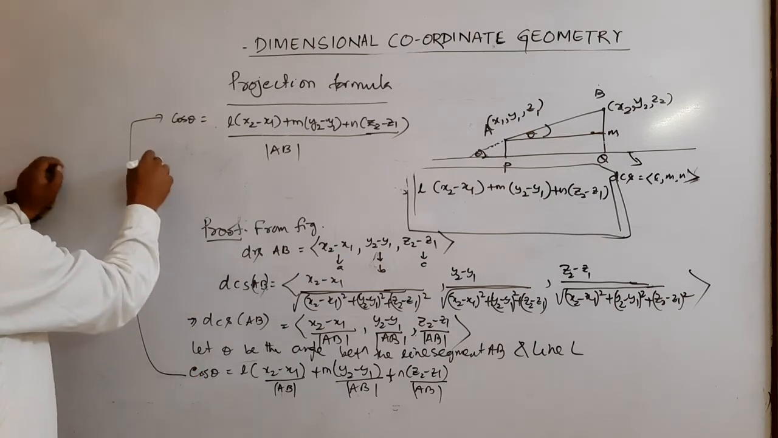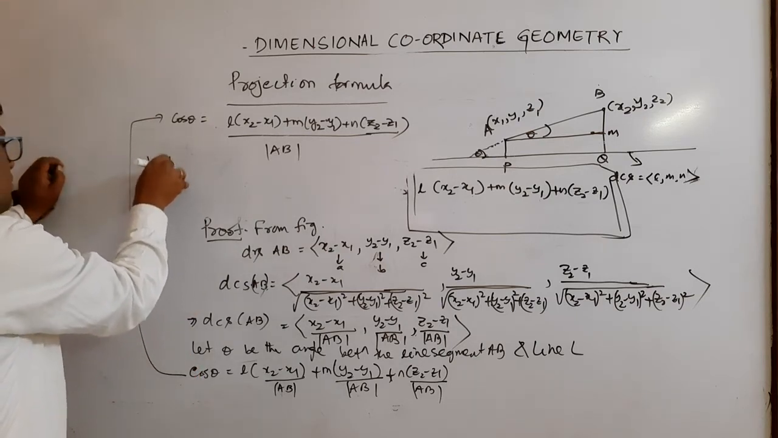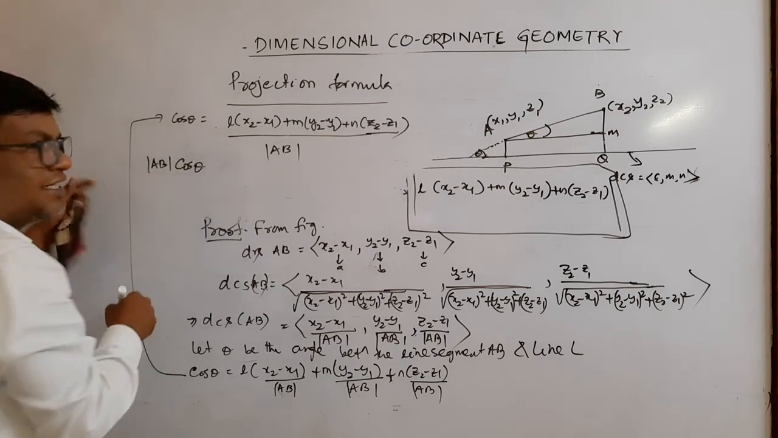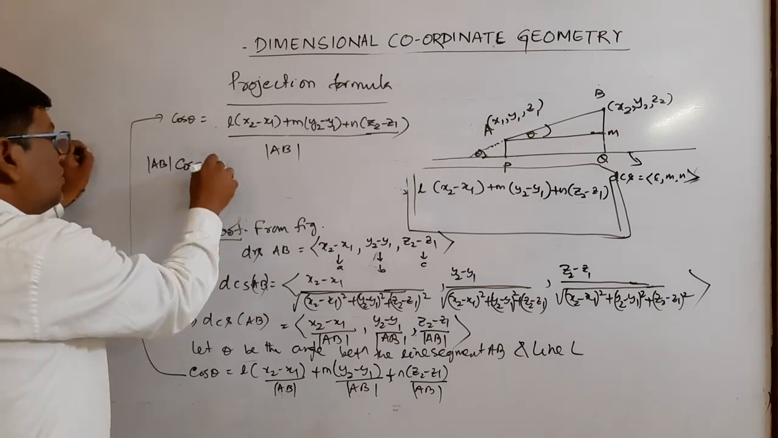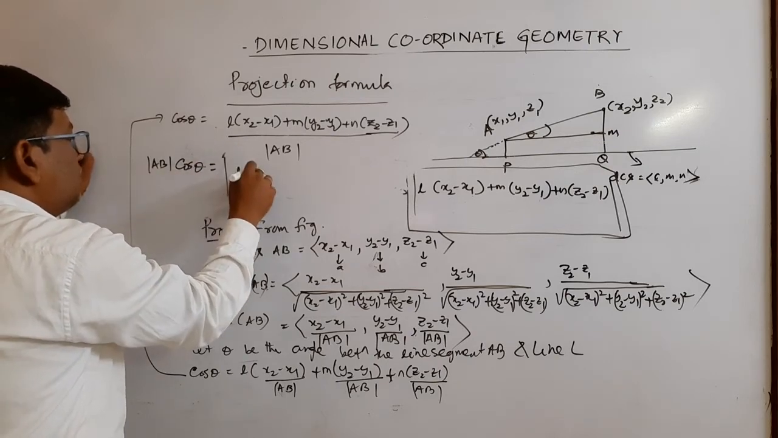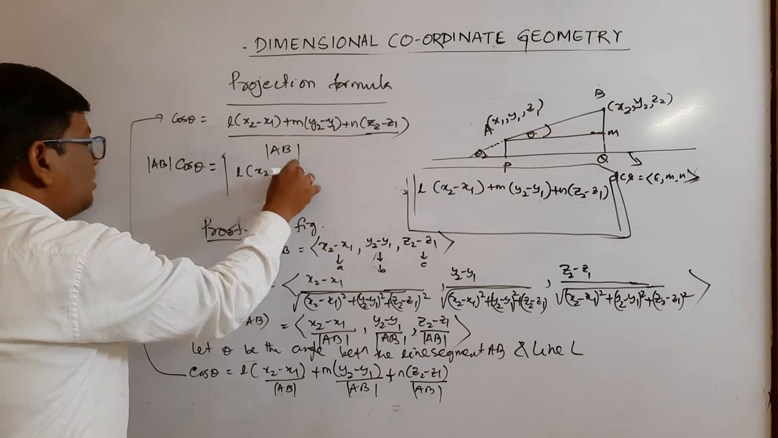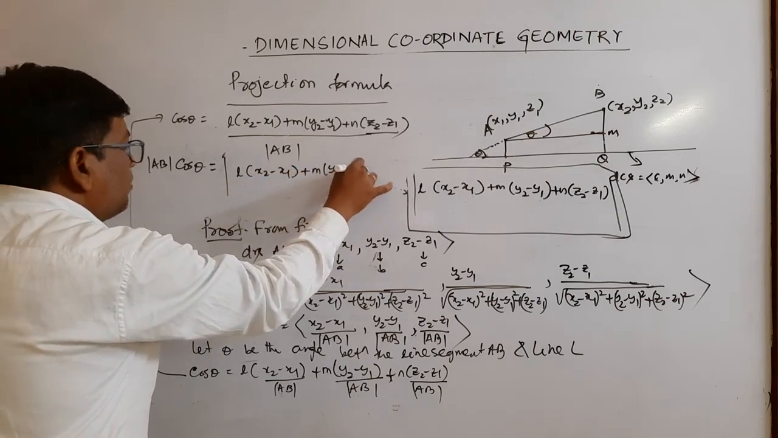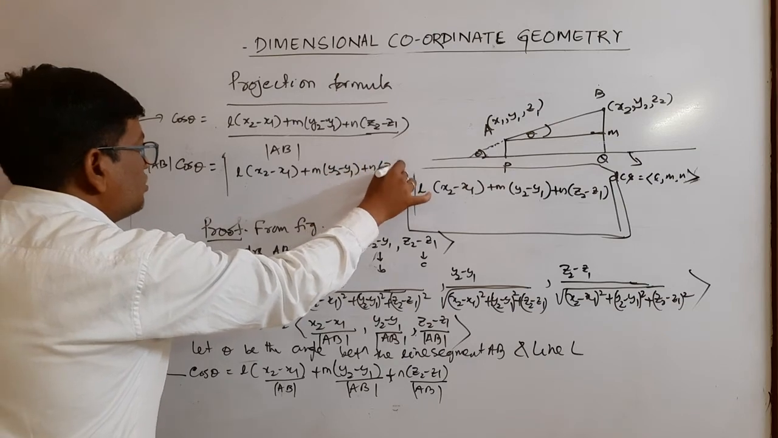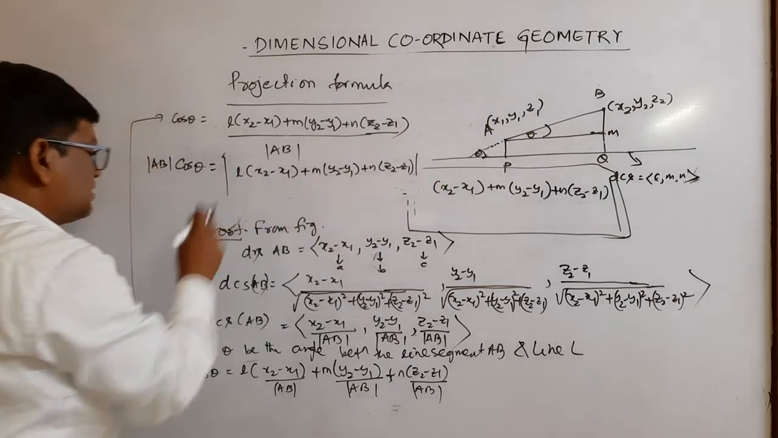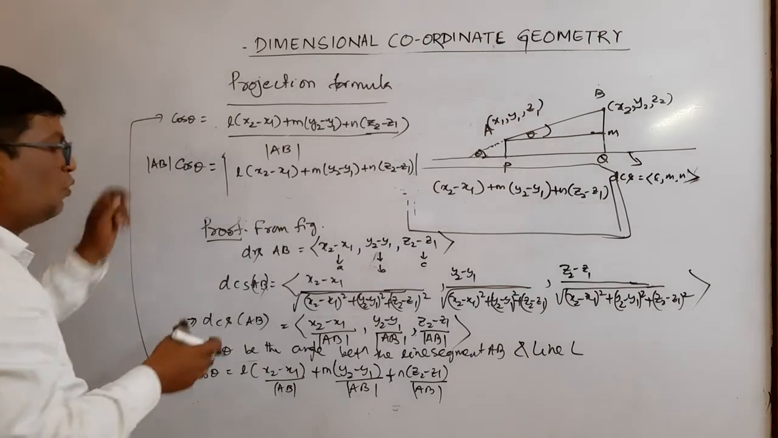Now AB distance is equal to what? That is the magnitude of AB. AB cos theta is equal to the mode of l into x2 minus x1 plus m into y2 minus y1 plus n into z2 minus z1. The mode is due to the distance. Distance cannot be negative, so take mode.